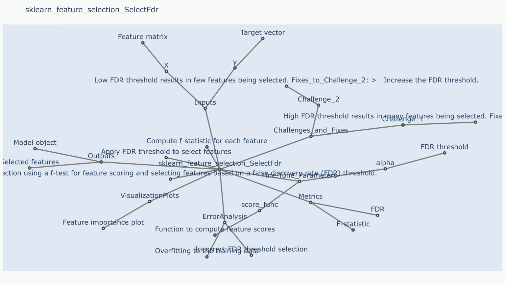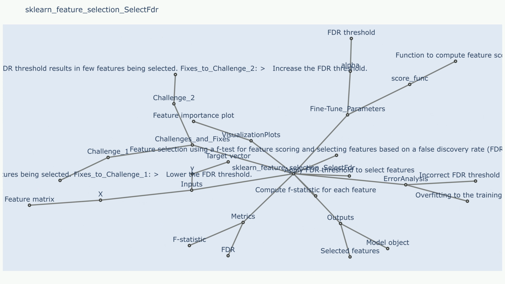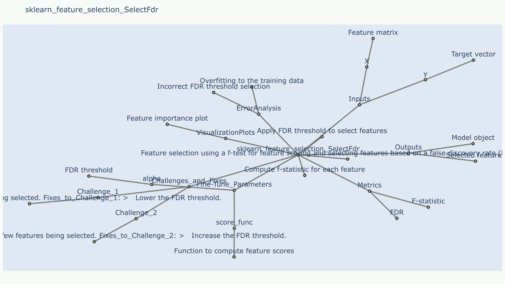Challenge 2: the number of features selected can vary depending on the dataset and the alpha threshold. Sample use case that resulted in challenge 2: datasets with a large number of features may lead to the selection of many features, even with a low alpha threshold. Fixes to challenge 2: adjust the alpha threshold to control the number of features selected. Consider using other feature selection methods to reduce the number of features selected.